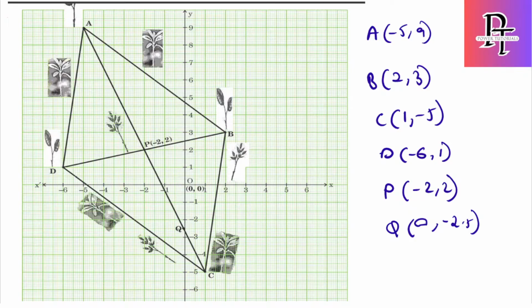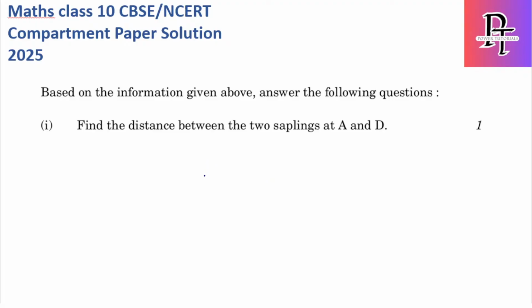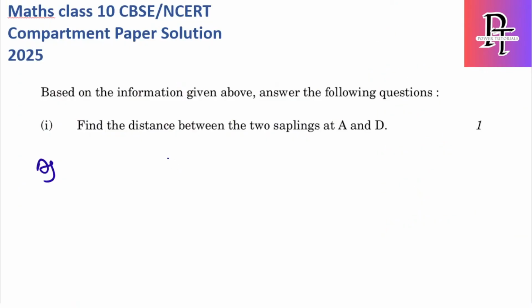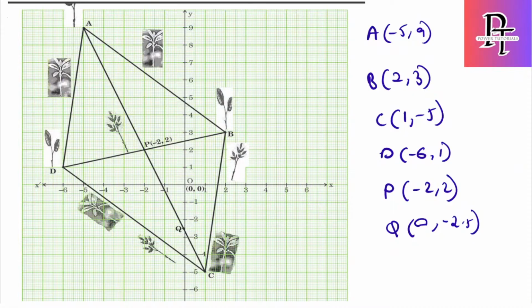Okay, let's solve one by one now by using these points. First one, find the distance between the two samplings A and D. So this is a direct question. So distance between 2 points, A point, we already know what is A point, minus 5 comma 9, and the D point is minus 6 comma 1.